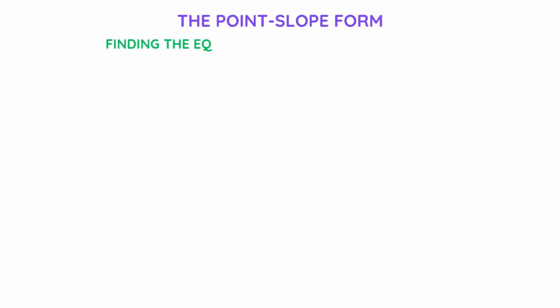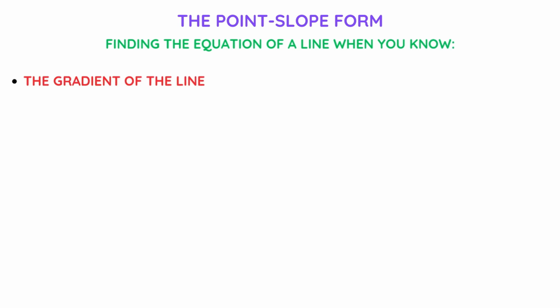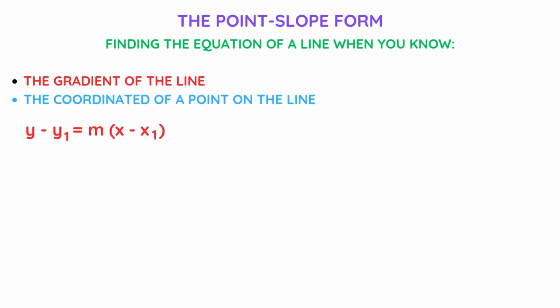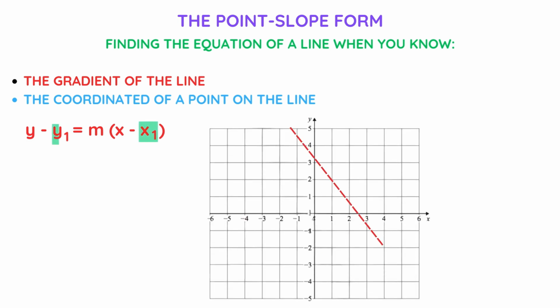The next form is the point-slope form. This is useful in finding the equation of a line when you know the gradient of the line and the coordinates of a point on the line. The equation looks something like y minus y1 is equal to m times x minus x1. Here, the coordinates x1, y1 represent any point on a line.